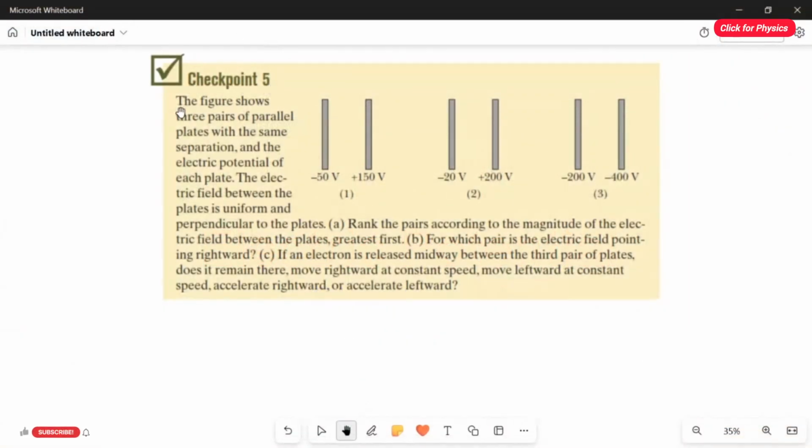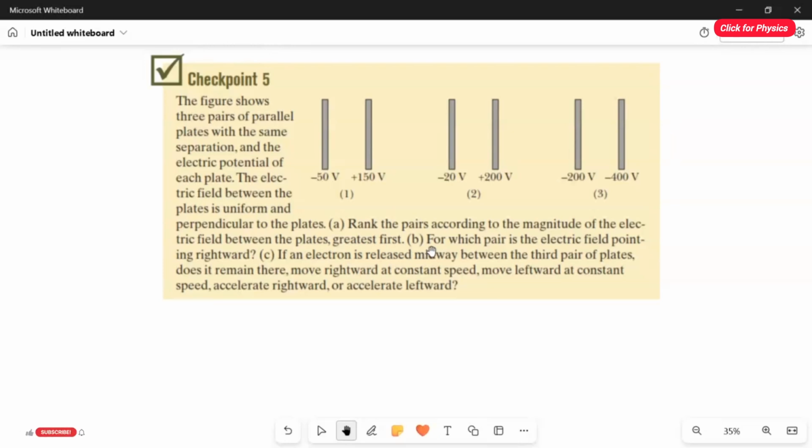Checkpoint 5. The figure shows three pairs of parallel plates with the same separation, and the electric potential of each plate is mentioned in the diagram. The electric field between the plates is uniform and perpendicular to the plates. Question A. Rank the pairs according to the magnitude of the electric field between the plates, greatest first.